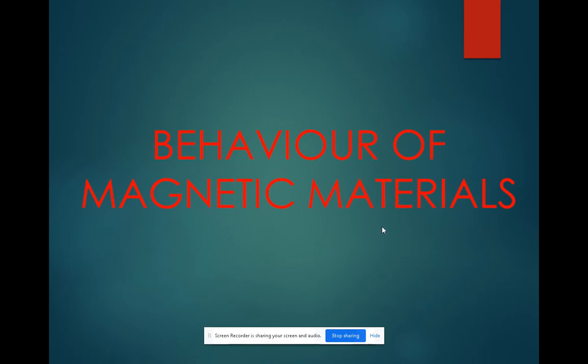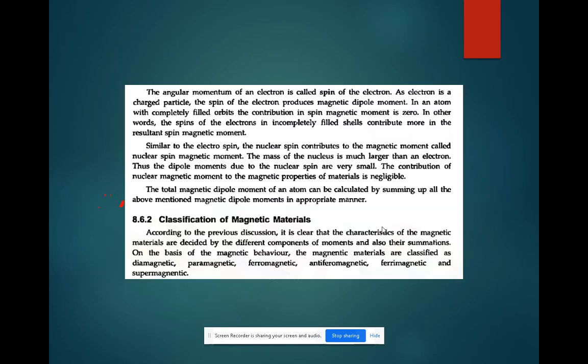So next we are going to see the behavior of magnetic materials. Here, the angular momentum of an electron. Your material is nothing but made up of atoms, and each atom consists of electron particles. The angular momentum which is present in the electron will be called spin. I think you all know an electron is a charged particle. The spin of the electron produces a magnetic dipole moment.